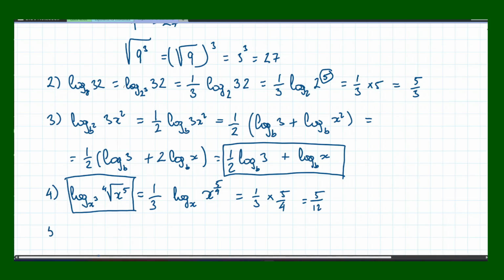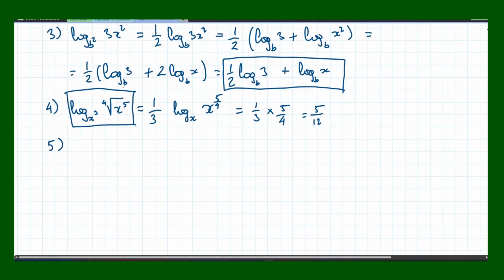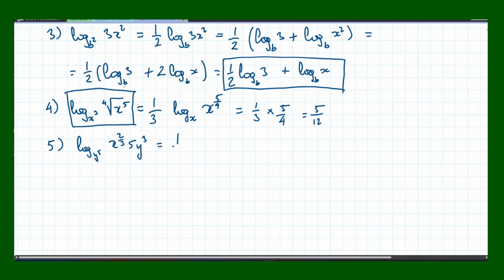Last example for the video, and I think I'm going to make a little bit more space to ensure we don't run out just in the middle of the example. So log base y to the fifth of x to the 2/3 times 5y cubed. So again, we have got an exponent in the base of the log, so we can rewrite that as 1 over 5 log base y of x to the 2/3 times 5y cubed.